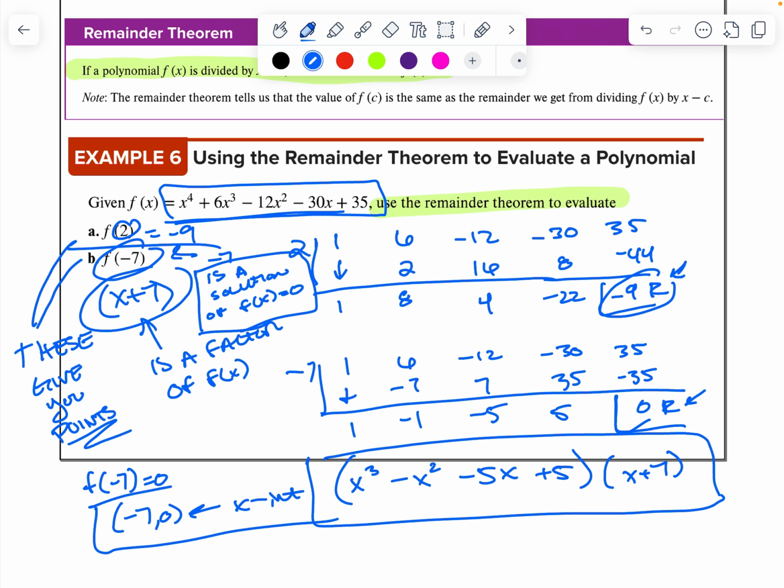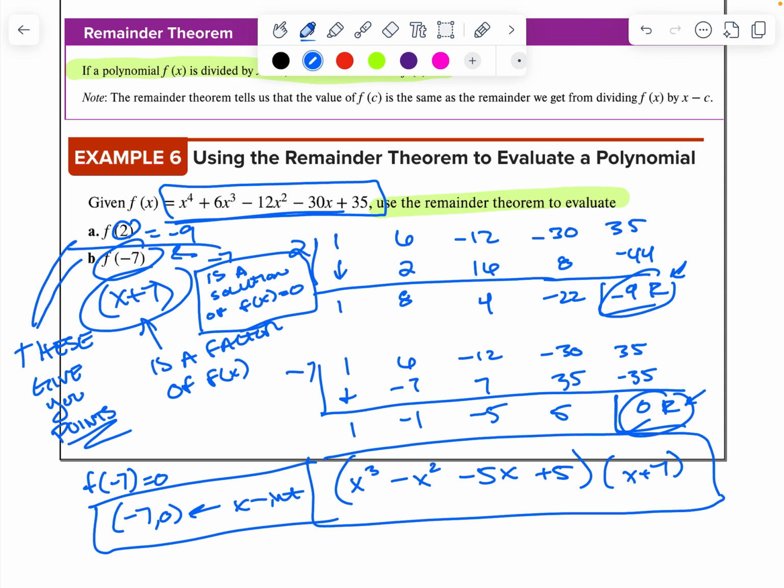That's, again, very, very helpful information. We get a lot of information just from doing synthetic division using the remainder theorem and the factor theorem. So this is true for any polynomial. If we sub in a number and get a remainder of 0, that tells us one of our factors, it tells us one of our solutions, and that solution is one of the x-intercepts.